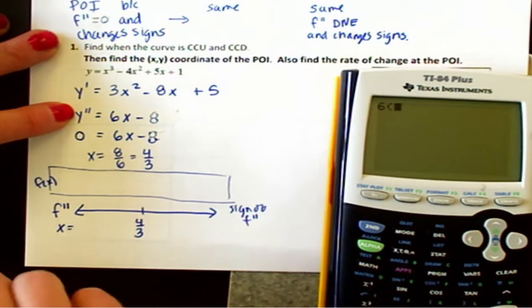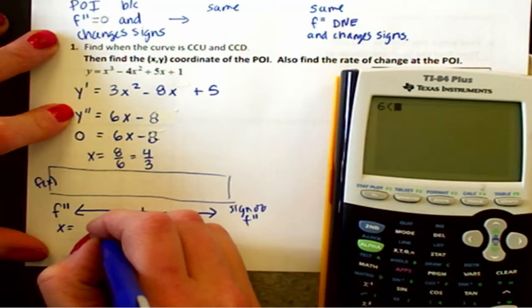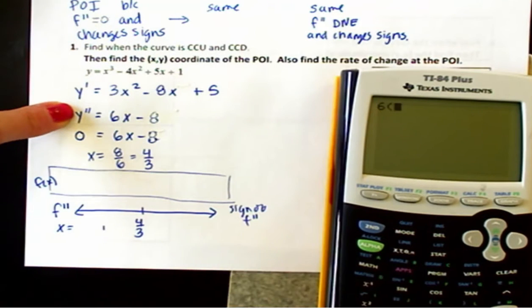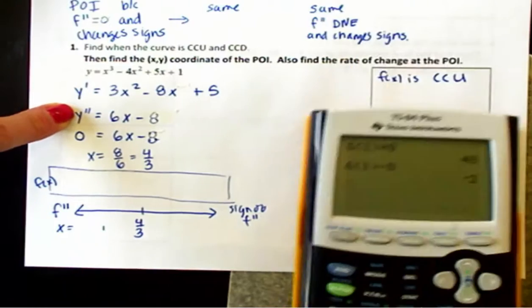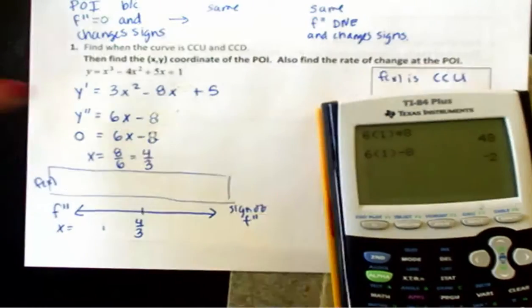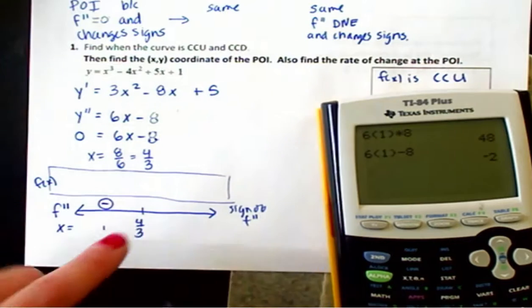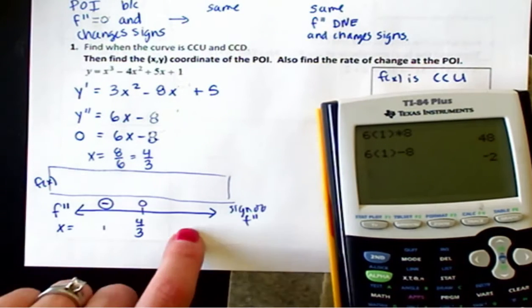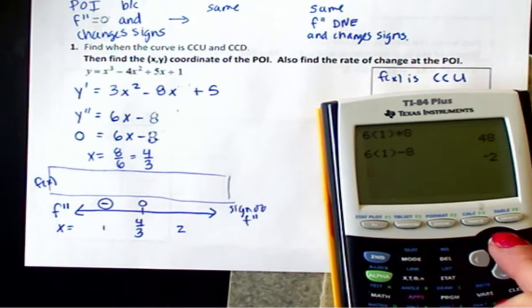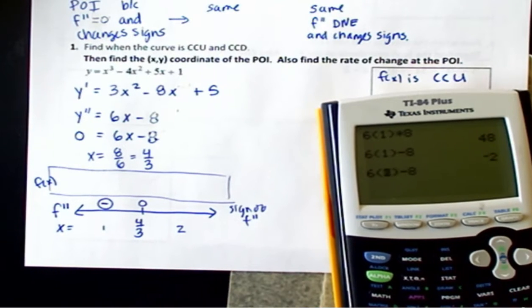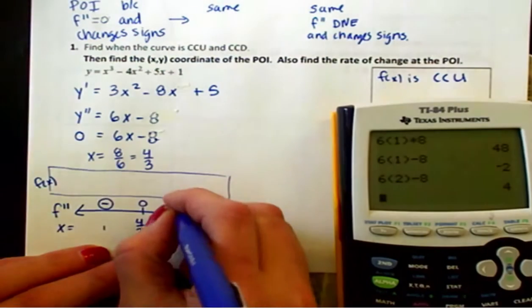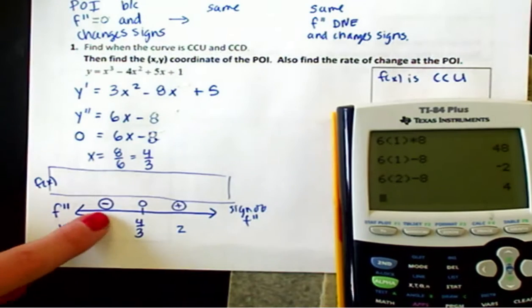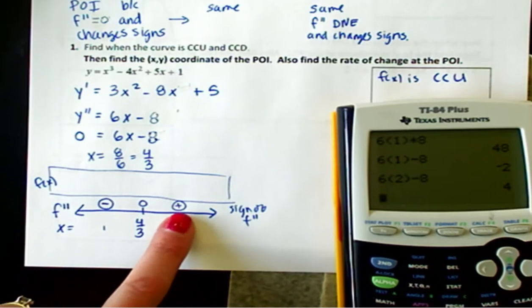Let's test positive 1. 1 minus 8, negative. Okay, so I get negative. Then 0, and on the other side, let's test positive 2. Okay, so I get positive 4. So we're going to write positive 4. So I get a negative second derivative, a 0, and a positive.